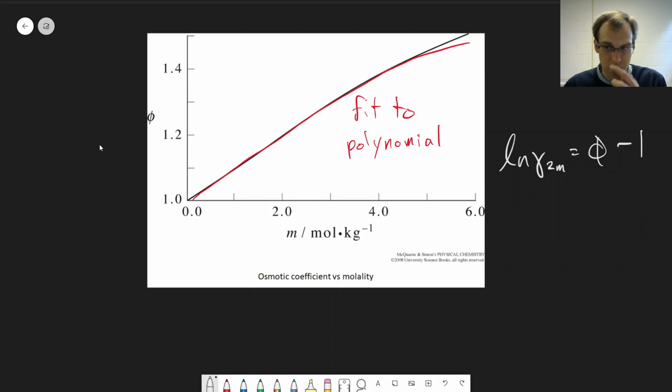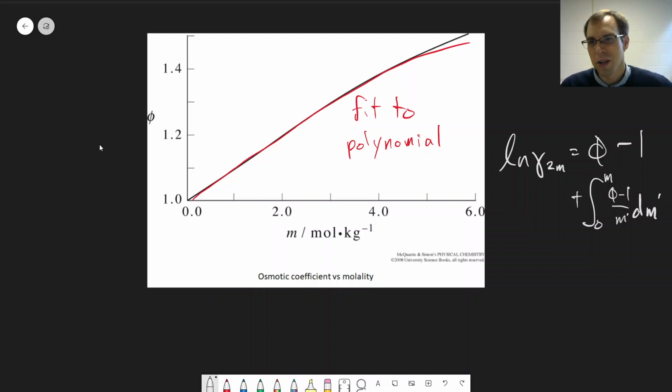We measure phi, so we can get that from either our fit or just the measured values, and then we can do this integral up to whatever value of molality we're interested in, of phi minus 1 over m dm. Technically we should have primes on them. So we're not integrating this curve directly, but a variation of it: phi minus 1 divided by m prime. You could either fit this curve, or fit this function if you calculate that, similar to what we did for fugacities.